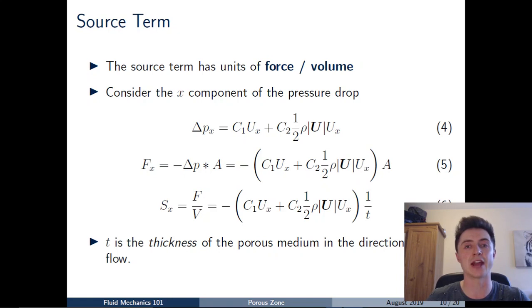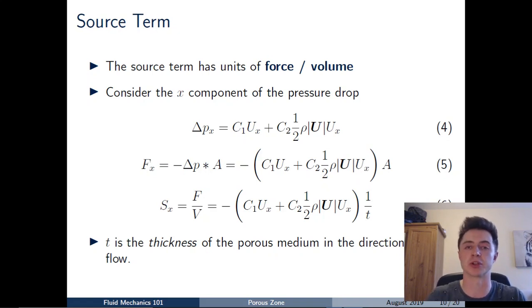For example, the energy equation, the source term in the energy equation will be energy per unit volume. And the reason it's per unit volume is because this source term will be multiplied by the volume of the cell locally that we're solving. So we need to derive a source term which has units of force per unit volume. So a force, of course, will have three components. In a Cartesian system, this will be x, y, and z.